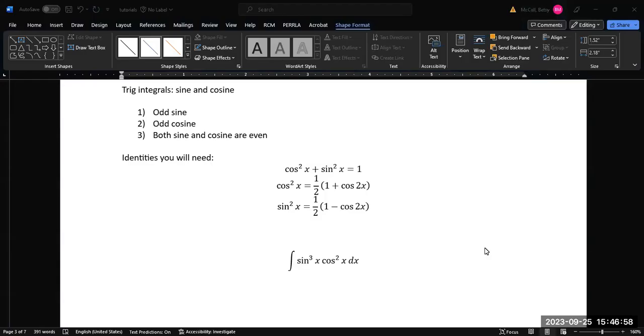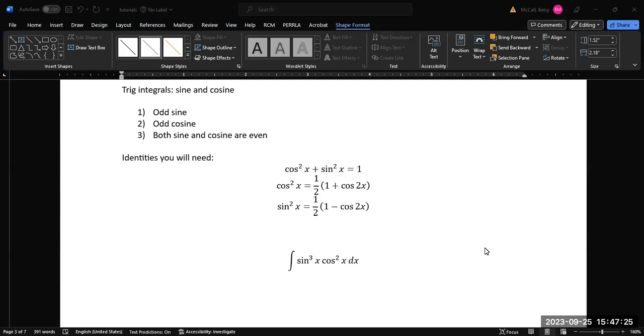Okay, so in this video, we're going to look at some integrals involving trigonometric functions, and in particular, integrals involving sine and cosine. There are essentially three circumstances that we can encounter that require slightly different techniques. We can have an odd sine function, we can have an odd cosine function, or we can have both sine and cosine functions being even.